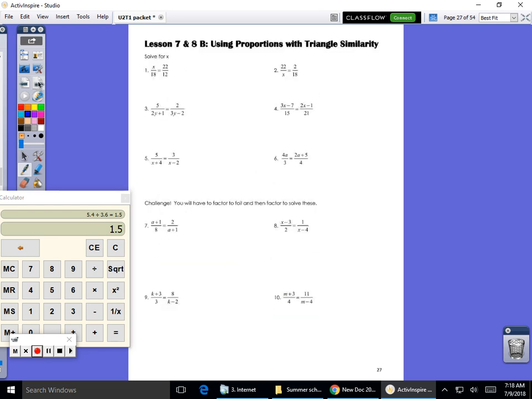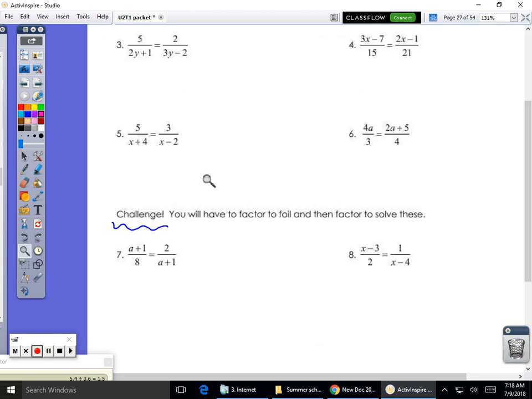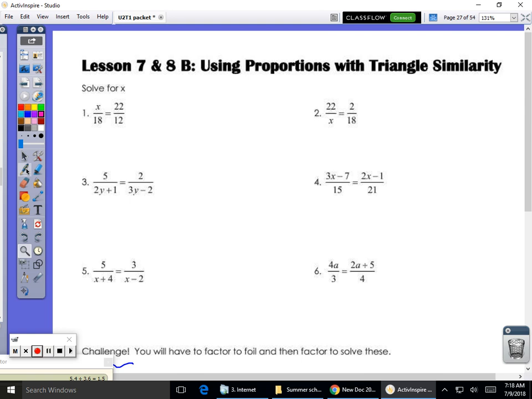And more practice. Lovely. All right, use proportions with triangle similarity. Here it's just some practice, a little bit of algebra. We can do a couple together. This is some challenge. We're going to get some quadratic answers over here. I think I'll just do one or two of these. Here we can set up cross multiplication because we have one fraction equals another fraction. We can cross multiply. 12 times x is equal to 18 times 22. Multiply that out, divide by 12, and you've got your answer.